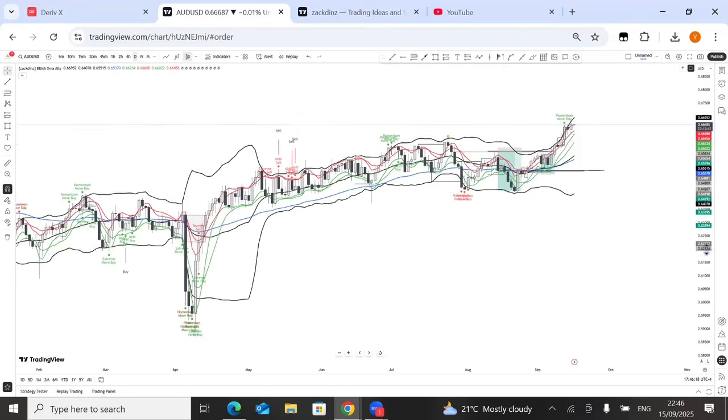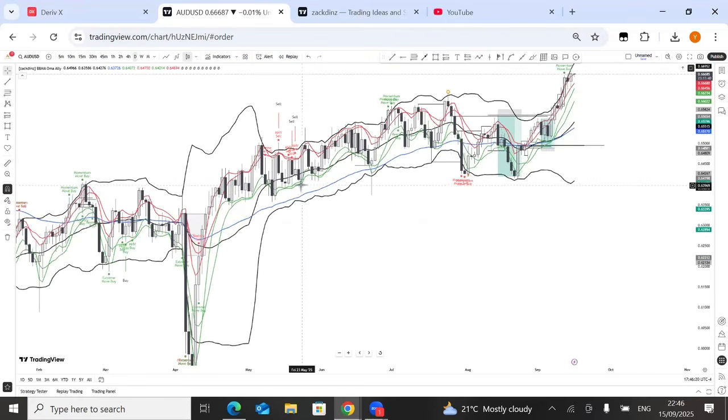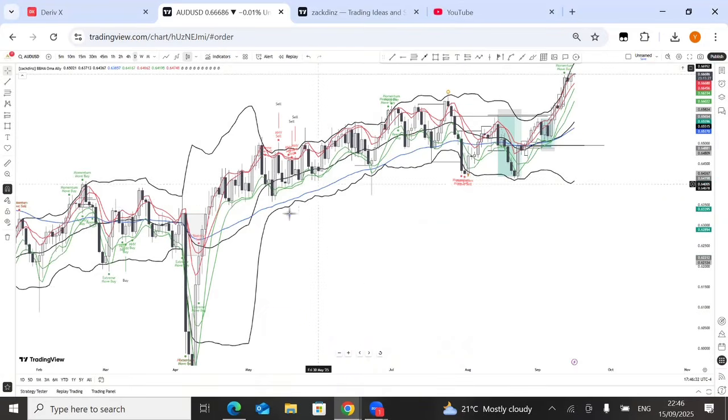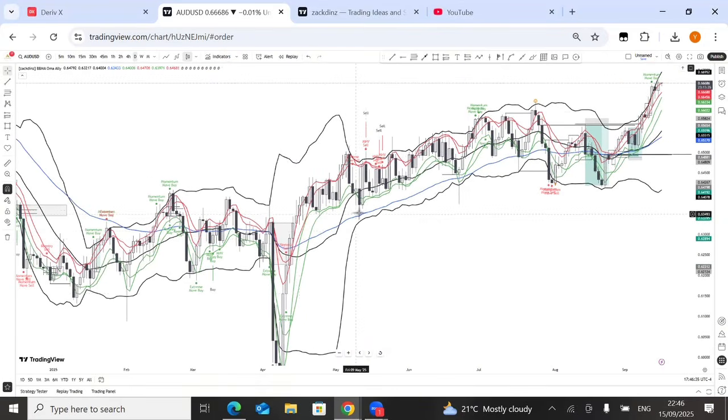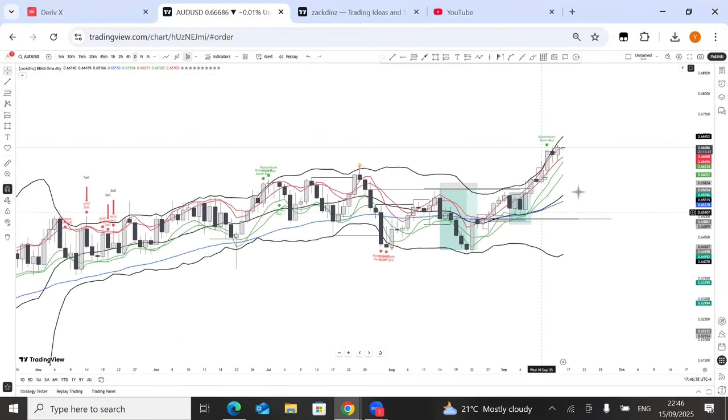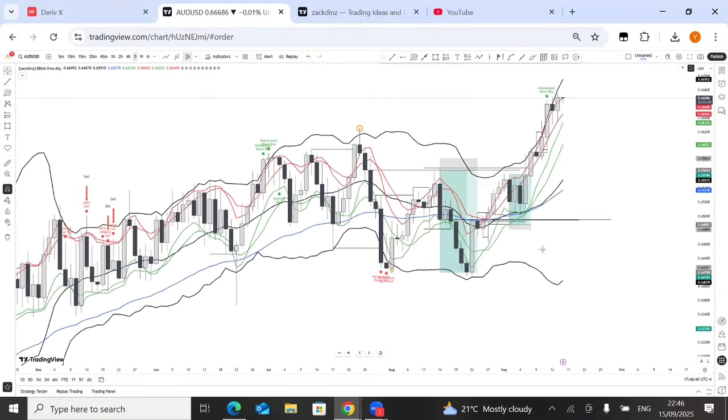Now we have the EMA 50, the exponential moving average 50. This EMA 50 simply determines the trend. It tells us which way price is going at the moment. You can see price is currently bullish here, and here too, price is bullish. So it helps determine the trend.